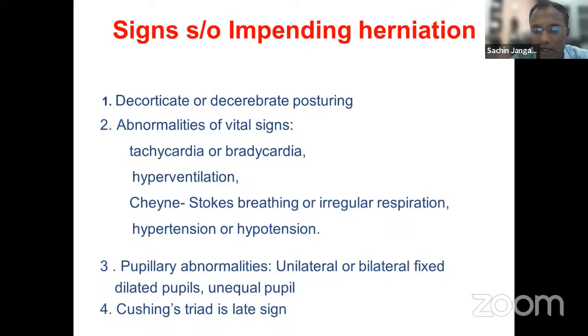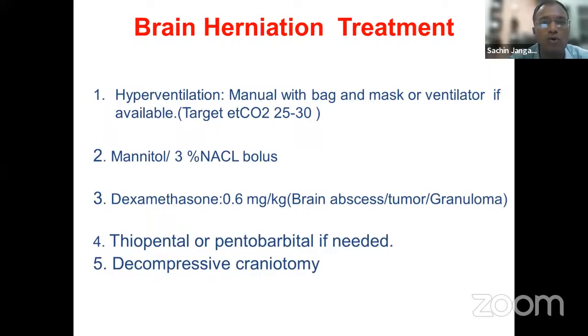In such a case, we have to do manual bag and mask ventilation and do a transient hyperventilation. If the ETCO2 monitor is available, it will be a good idea to attach it to the ET tube and target ETCO2 between 25 to 30. You can use hyperosmolar therapy like mannitol or a 3% NaCl bolus dose.